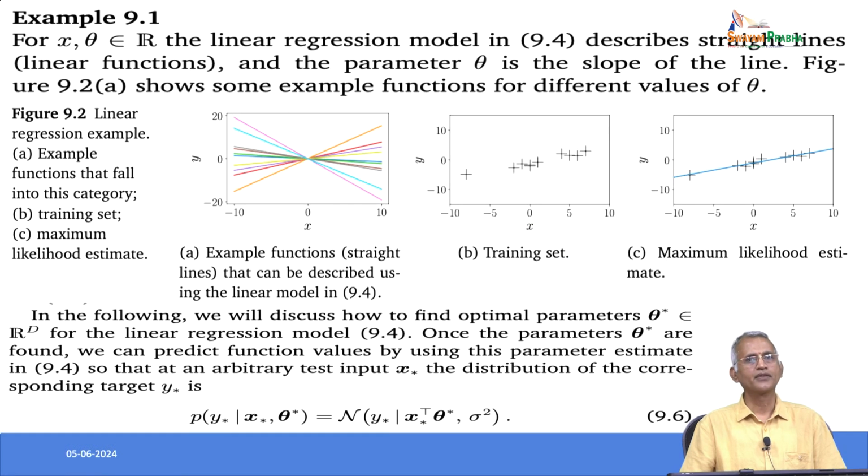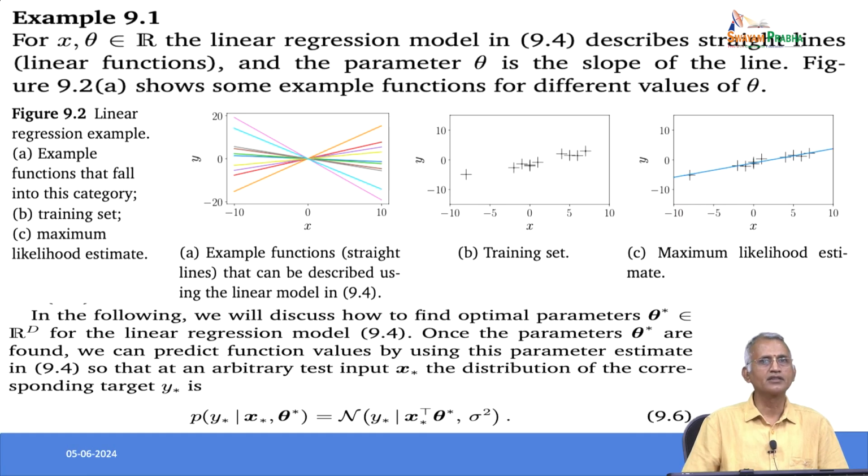Figure 9.1 shows linear regression, with examples of many straight lines that can be described by the linear model. Here x, θ ∈ R, so the linear regression model in 9.4 describes a straight line, and the parameter θ is the slope of the line. Figure 9.2a shows some example functions for different values of θ. B stands for the training set and C stands for the maximum likelihood estimate.